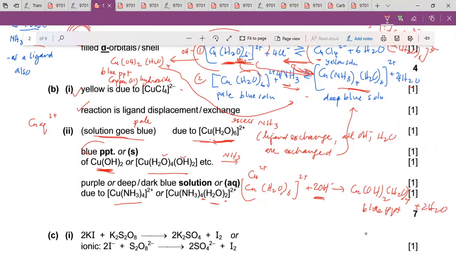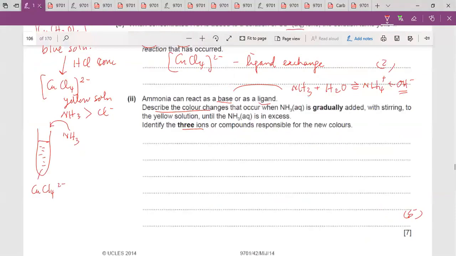So the marks are given for 5 marks. 1 mark for the color change to blue, due to this one here. Blue precipitate, 1 mark. Why? Hydroxide, 1 mark. Excess, deep blue, 1 mark. Why? The copper 2 tetraammine, 1 mark. See? So everything goes step by step. Sometimes this one is neglected and they go straight to here. So it all depends on the marking scheme and the question they ask. Okay, next one. 116.